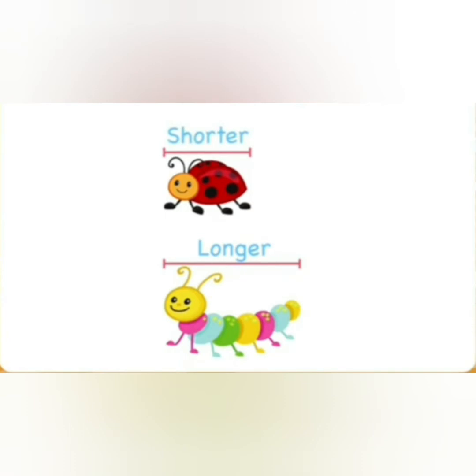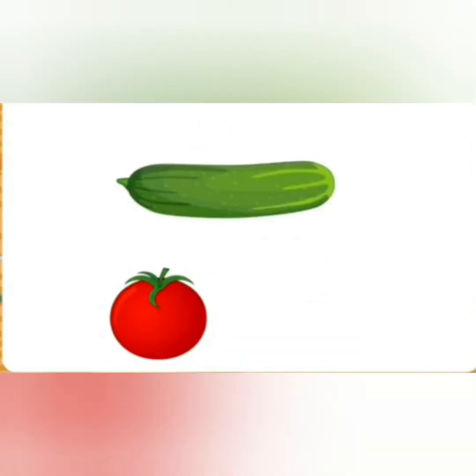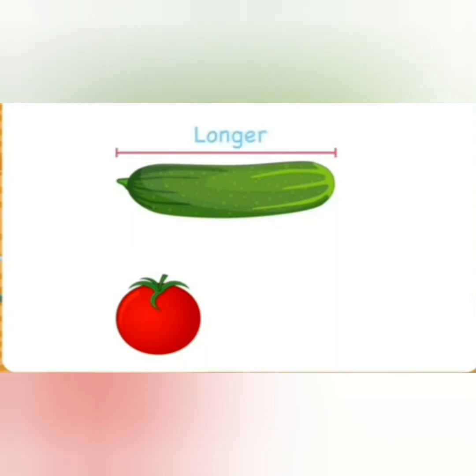Longer, shorter. We have a cucumber and a tomato. Which one is longer and which one is shorter? Alright. So the cucumber is longer. So the cucumber is longer than the tomato, and the tomato is shorter than the cucumber.